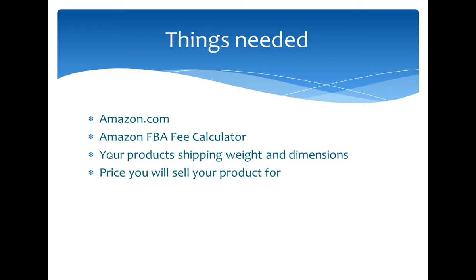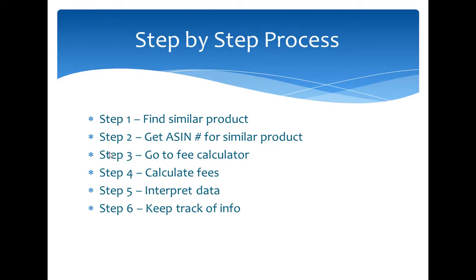You don't have to 100% know what you're going to be selling your product for, but whatever you're thinking about selling it for, just use that for this example. So once you have those things, you're ready to go. This is a six-step process to being able to calculate these fees. The first thing you want to do is find a similar product.